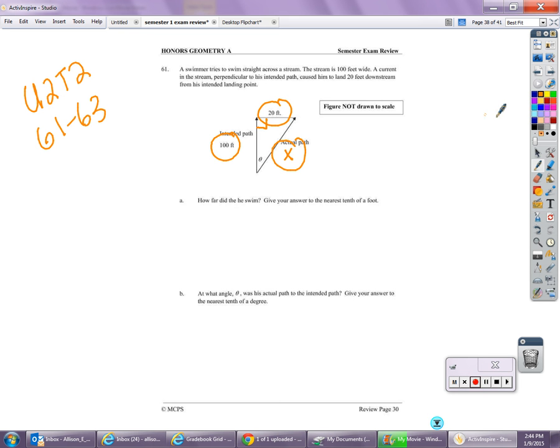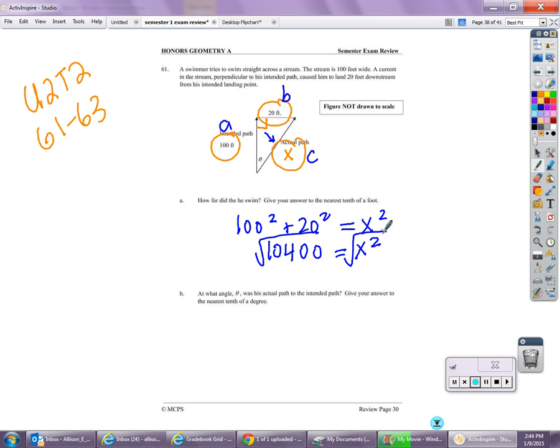I'm going to use the Pythagorean theorem. So I know the longer side, the C across from the 90. So this is going to be my A, my B, and my C. So the longer side is x squared, 100 squared plus 20 squared. A squared plus B squared equals... So 100 squared plus 20 squared equals 10,400. And then you do the square root of that. And I get x to be 101.